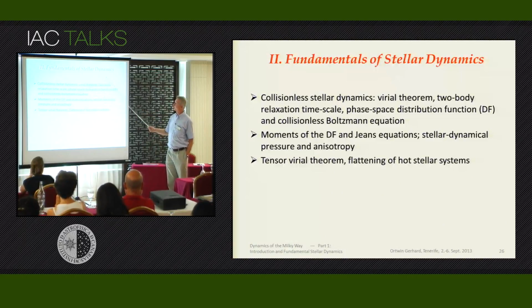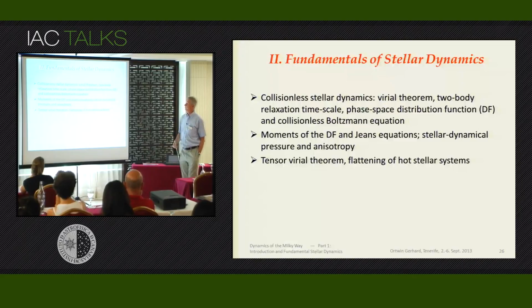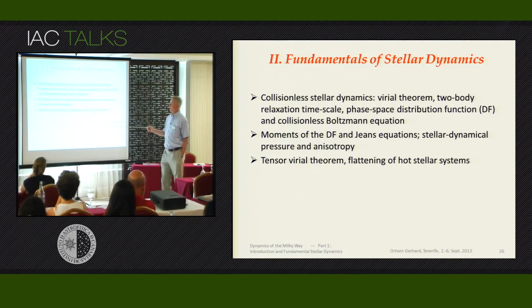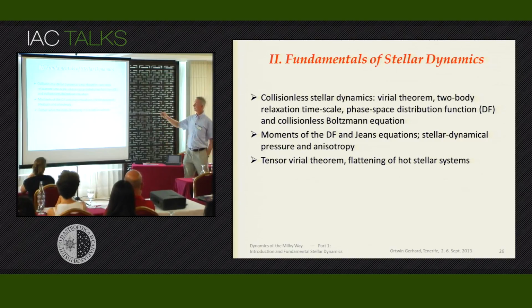Basic collisionless stellar dynamics, a bit on the virial theorem, phase-space distribution function, Boltzmann equation. Then we're going to talk about moments of the distribution function, the Jeans equations, what it means to have stellar dynamical pressure. And then I'll talk about the virial theorem a bit, and also how this relates with the flattening of stellar systems. And then, well, not all of this will be possible today, but after this, there'll be a second part on the orbits of stars in galaxy potentials.